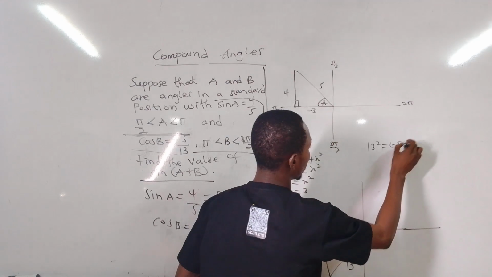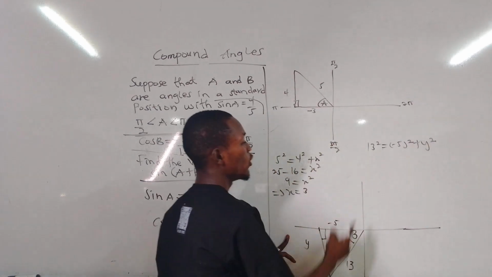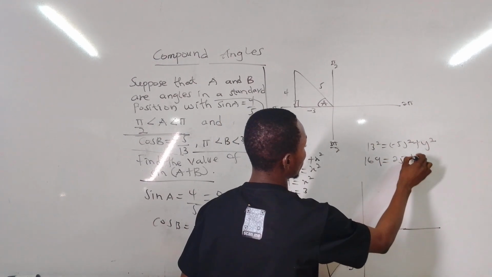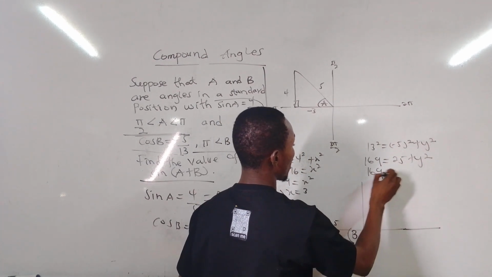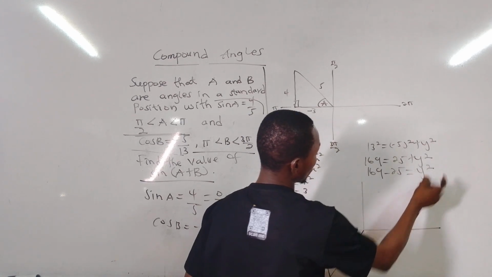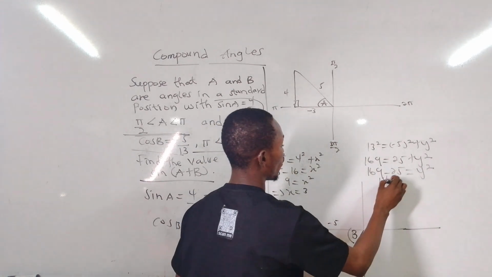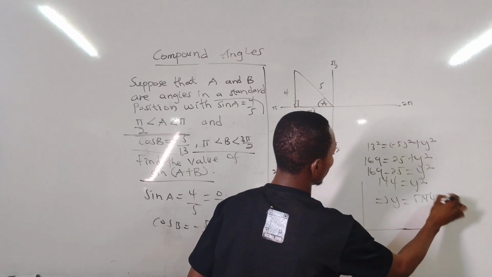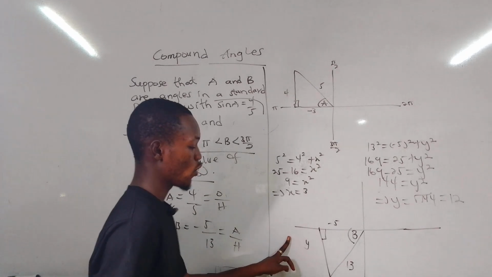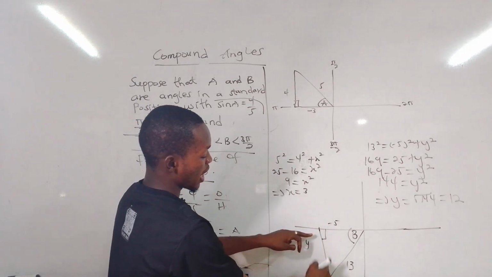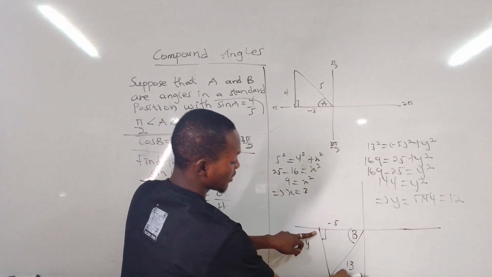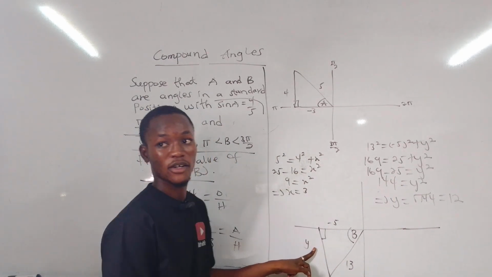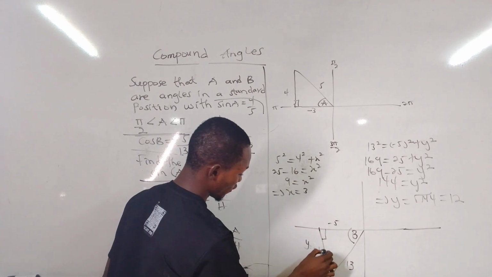So we have negative 5 squared plus y squared. And we know 13 squared is 169, which is equal to negative 5 squared, 25, plus y squared. So we have 169 minus 25, which is equal to y squared. 169 minus 25 gives 144, which is equal to y squared. This implies that y is equal to the square root of 144, which is 12. But we should know that the value of y falls on the negative side of the y-axis, so the value of y is negative 12 and not positive 12. So y will be equal to negative 12.